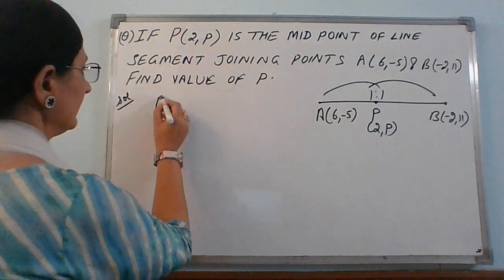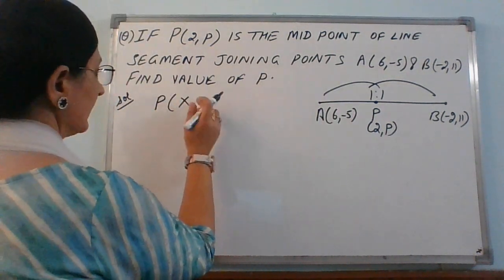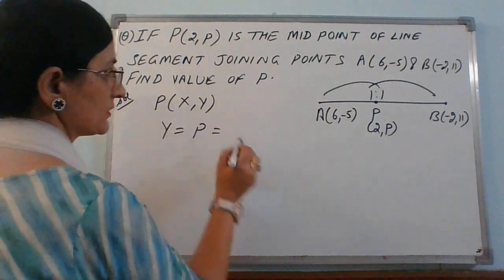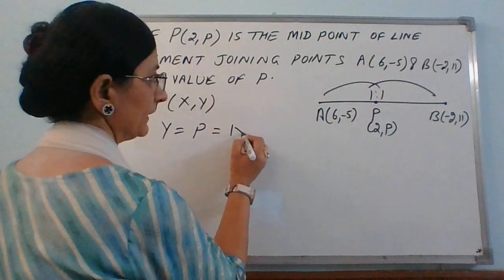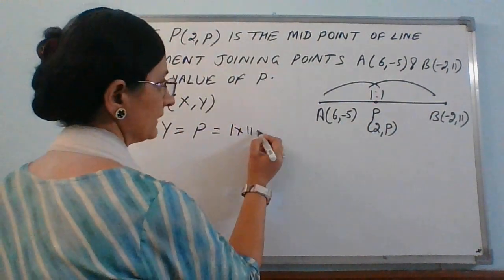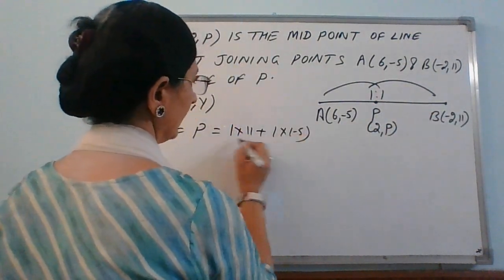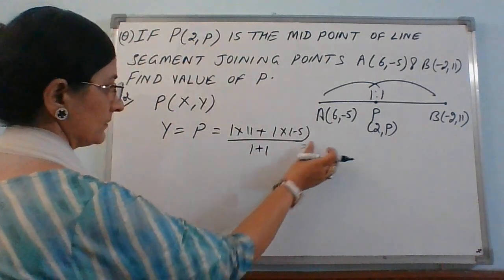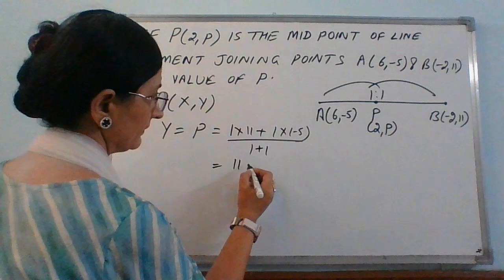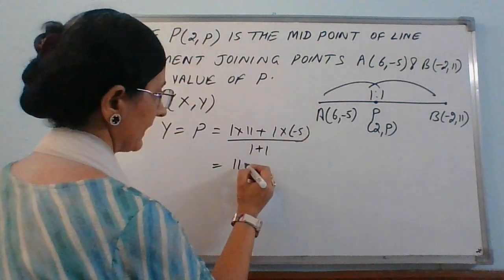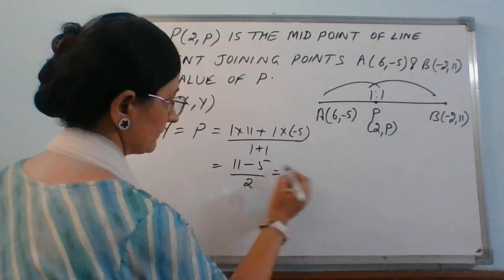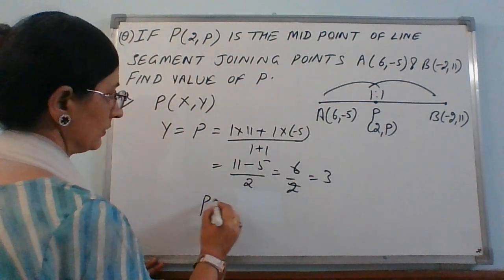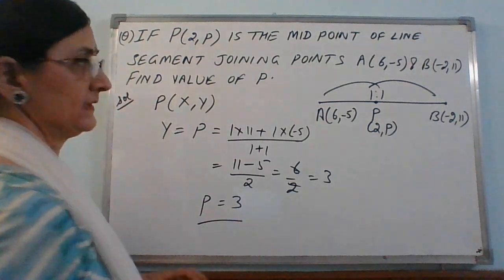In order to find P, let its coordinates be x and y, right? So y coordinate here is p, and how do we find y coordinate? 1 into multiply by y coordinate, right? 1 into minus 5 upon 1 plus 1. Let us solve this, right? So let us solve it here. 1 into 1 is 1. Here it's minus 5 in the bracket, minus 5 upon 2. So it becomes 6 by 2 and that is 3. Right? So here the value of p, that is 3.